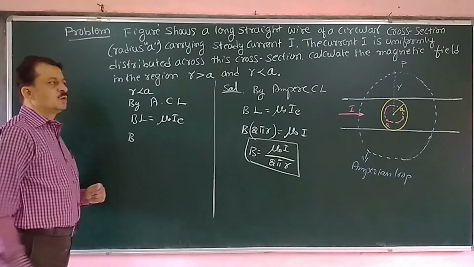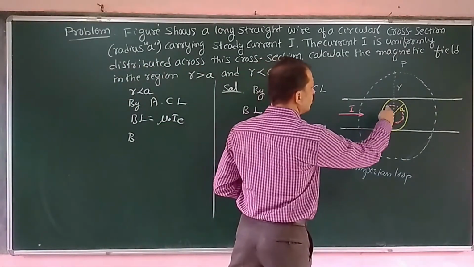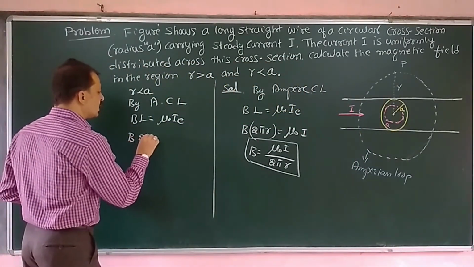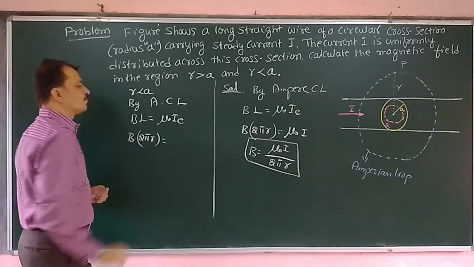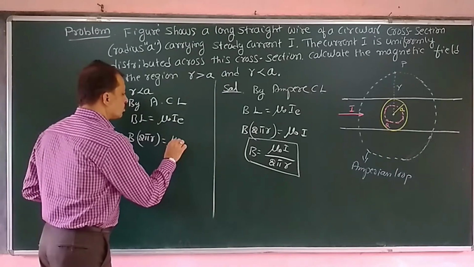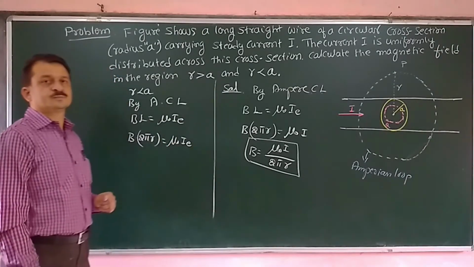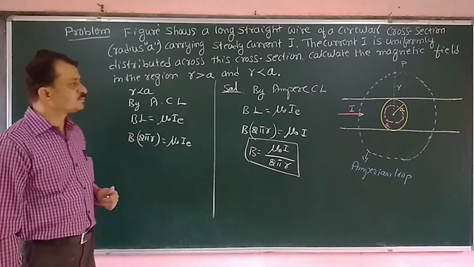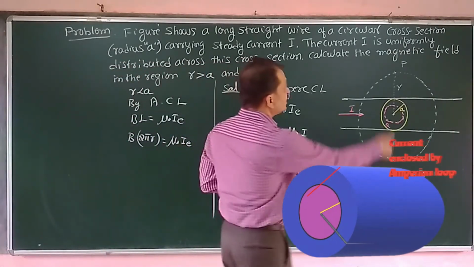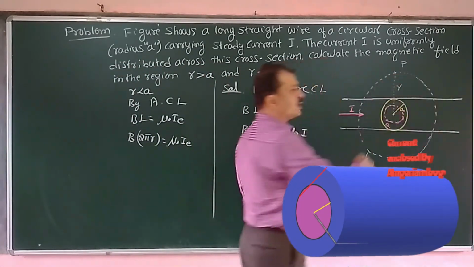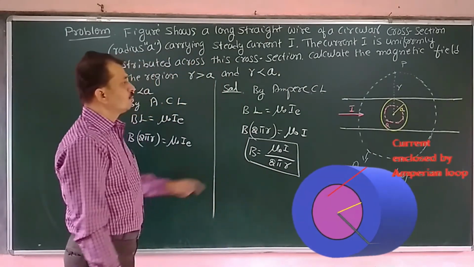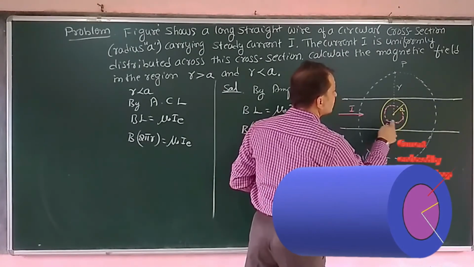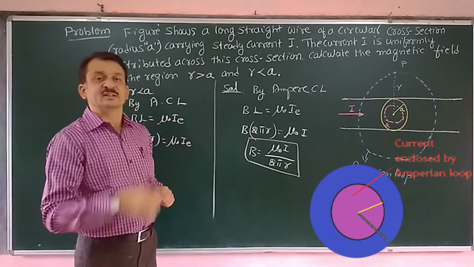B into, what is L once again? Obviously, since the loop is circular, it is the circumference of the circle, that is 2 pi r. Once again the same. Mu naught into I. Now here comes the question, what is the current enclosed, I E, here? In the first case, the first larger Amperian loop encloses the entire current. But in the second case, it encloses only a smaller portion of the current, not the entire current.